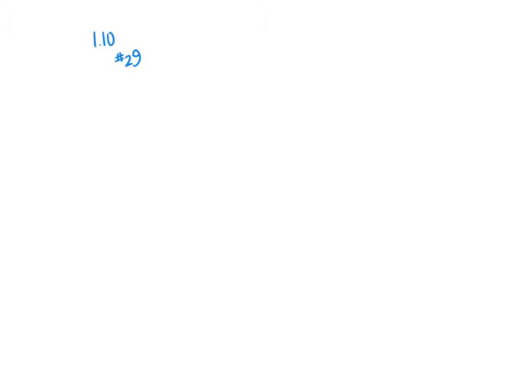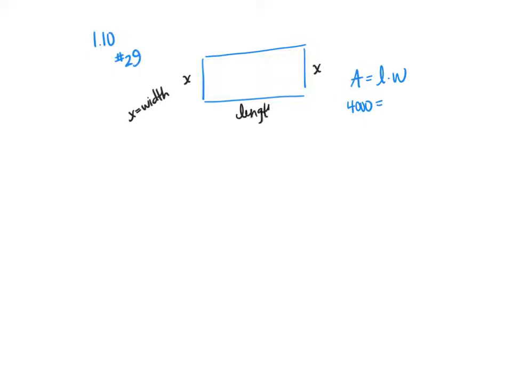Okay, looking at number 29, you've got a contractor dealing with a rectangle, and it tells us that this area is 4,000. So we know that the area is 4,000. Now, when you keep reading on, it tells us on that last sentence that one of the dimensions is x. So let's just say x is the width, which means I need to figure out something for the length.